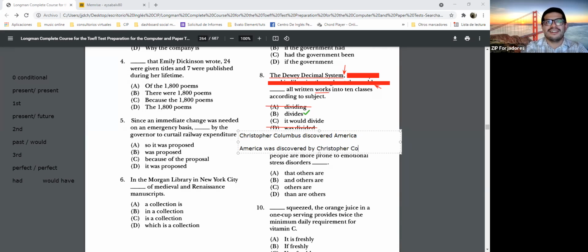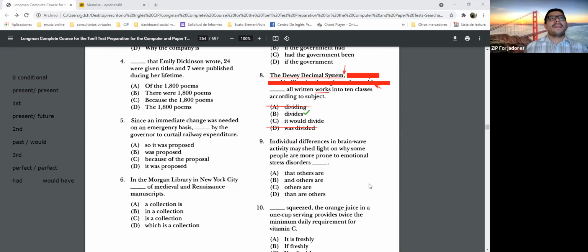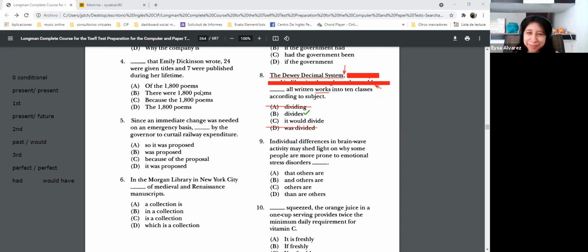And remember, the subject in the passive voice, Christopher Columbus, is optional. Why? Because in the passive voice, the attention in the action is in the object. All right, good. Number 9. I said that it was letter B. Very good.